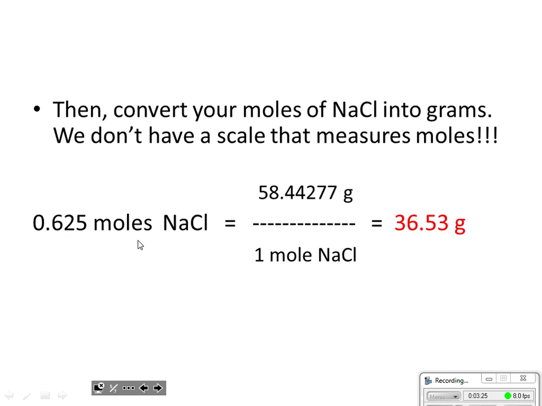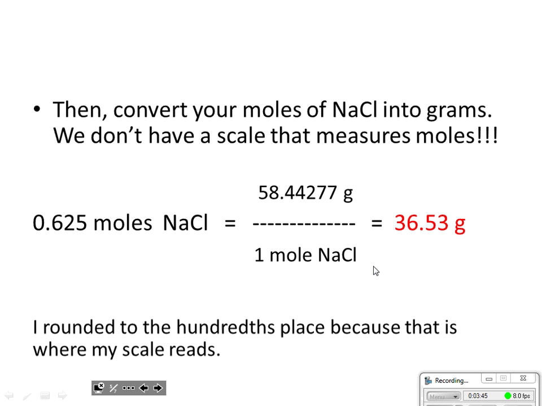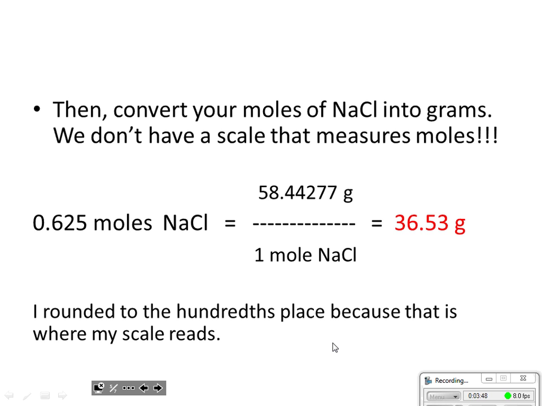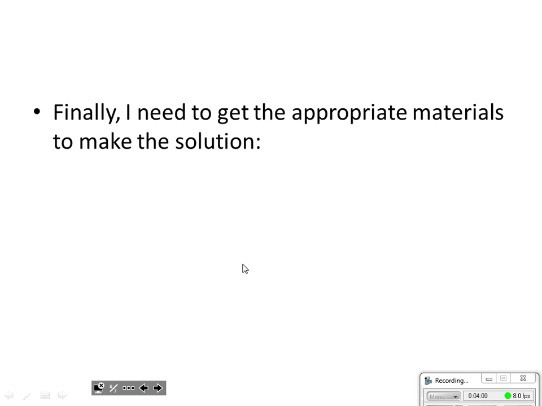So what we've done is we took the 0.625 moles of sodium chloride and did a flux capacitor to get it into grams, which gives me 36.53 grams of sodium chloride. I rounded this number to the hundredths place because that is where my scale will read. So when I measure this out, I'm going to get as close to 36.53 grams as possible.